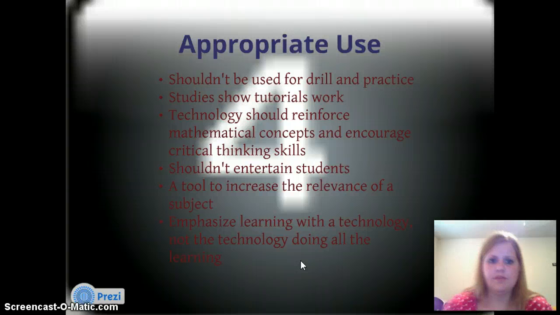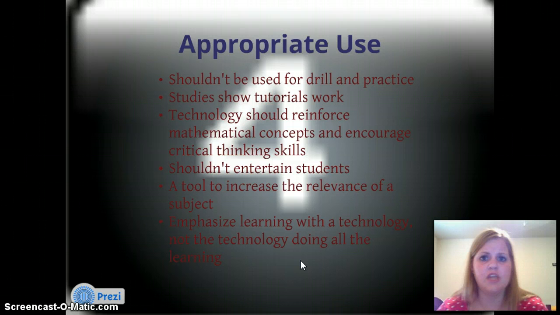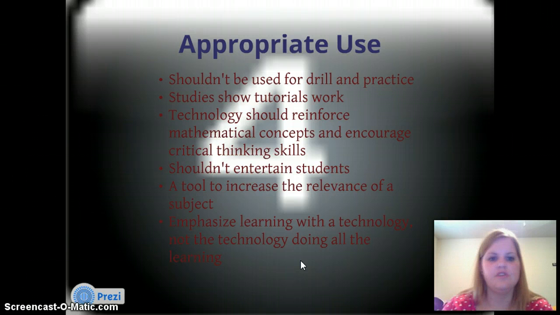So talking about more appropriate use, technology shouldn't be used for drill and practice. That's not what technology should be used for. Studies show that tutorials work, so you could create a tutorial for your students to watch. If they didn't quite understand the lesson in class, they could watch it and maybe get more out of it. Technology should reinforce mathematical concepts and encourage critical thinking. It shouldn't entertain students. If they're picking a laptop or a tablet and they're playing games on it, then it's not appropriate.